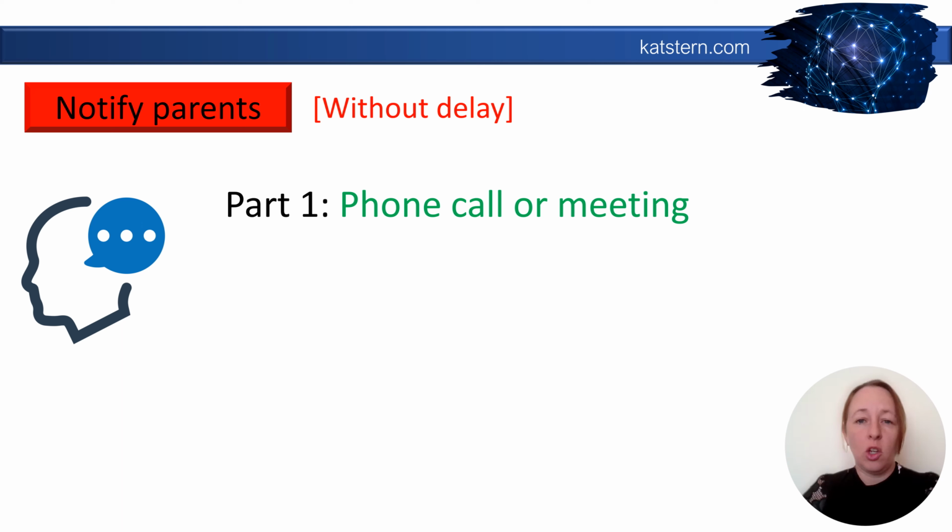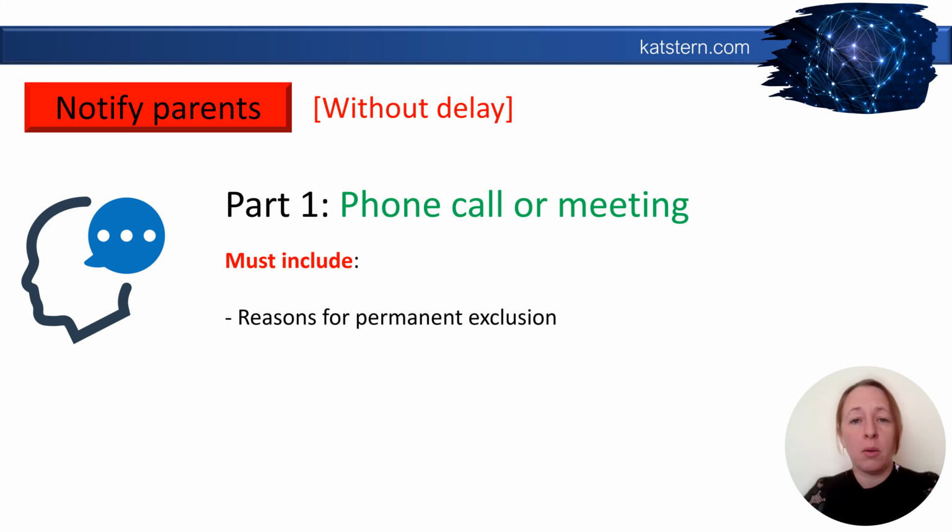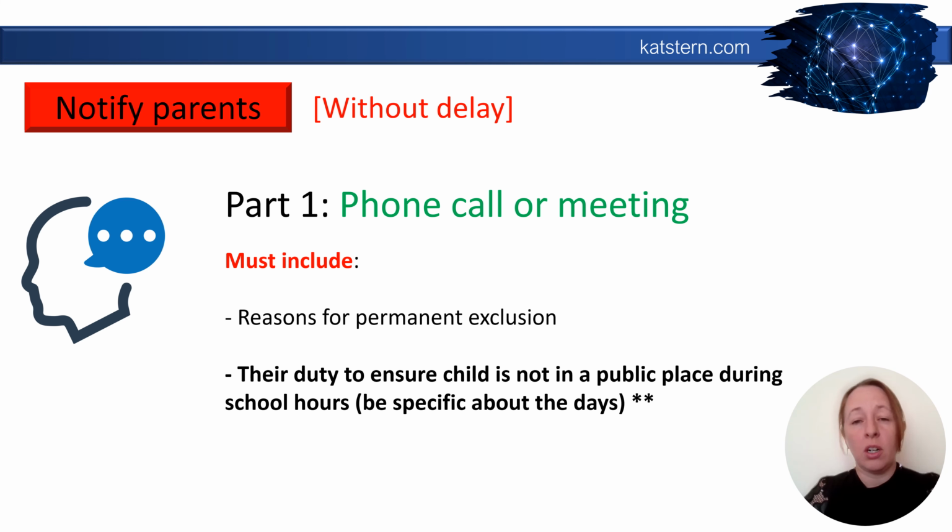So the first thing that you must do without delay is notify parents, and that should be in the form of a phone call or meeting. There's certain information that you must include within this contact. The first is the reasons that you have for the permanent exclusion of their child, and the second thing relates to their legal duty to keep the child away from a public place during school hours. Now, you have to be specific about the dates that are assigned to this.